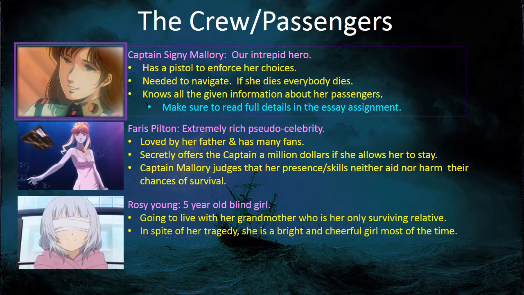The third position on the craft is taken up by Rosie Young. Rosie is a 5-year-old blind girl who is traveling on the USS Tragic Irony to go live with her grandmother, her only surviving relative after her parents died in a fire. Apart from her grandmother, she has no family. While she is at the moment crying in the lifeboat, Rosie is normally a quite bright and cheerful girl. For the sake of the argument, assume that even Rosie weighs enough to save the boat from sinking if she is thrown off.